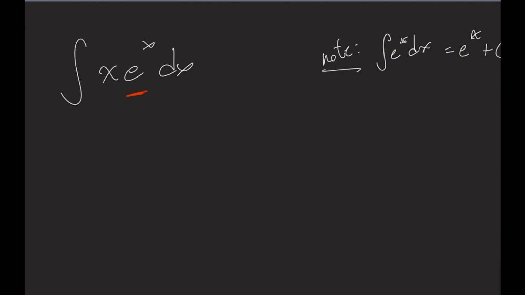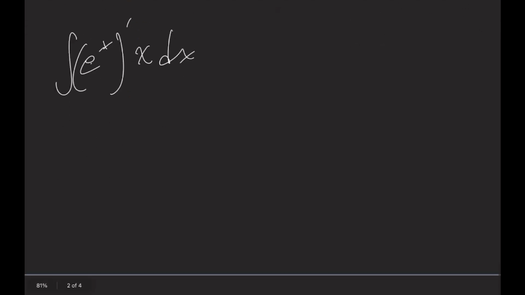What we're gonna do is rewrite this as (e to the x)' times x dx. And now what we do is we use our equation from earlier, which is e to the x times x minus the integral of e to the x, and now the prime jumps over to the other term.